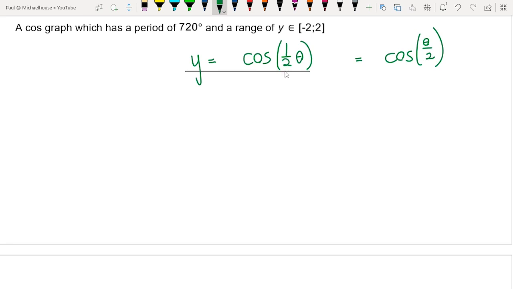Now, normally a cos graph goes from -1 to 1. This one's going from -2 to 2, so the amplitude has been affected. This graph is 2 cos half theta, or as I say, we could write it like that.